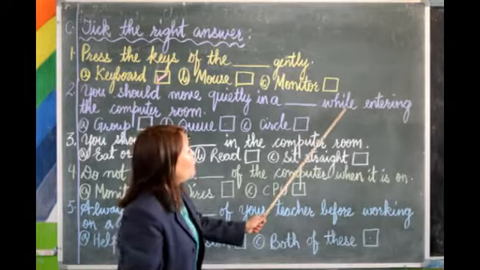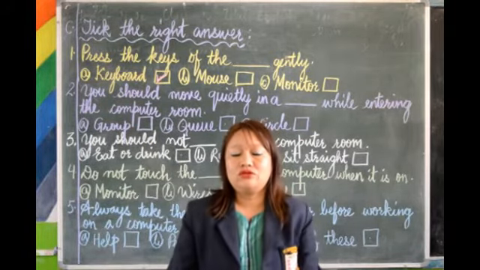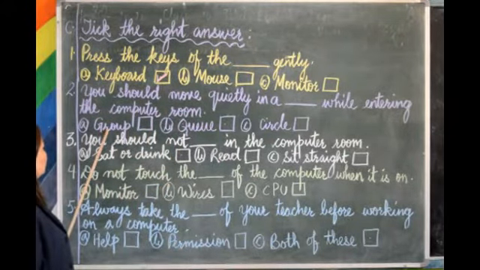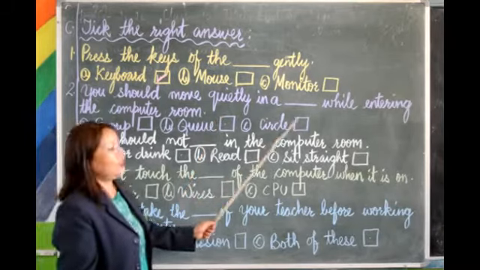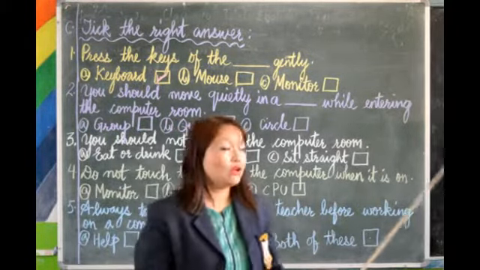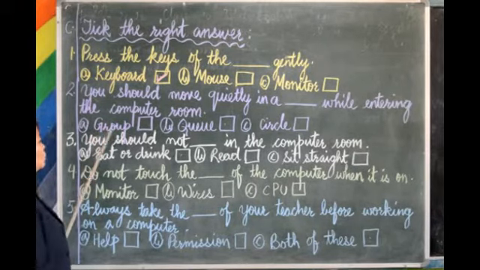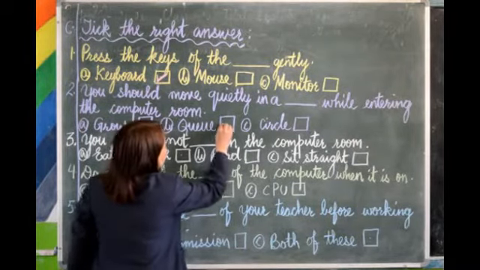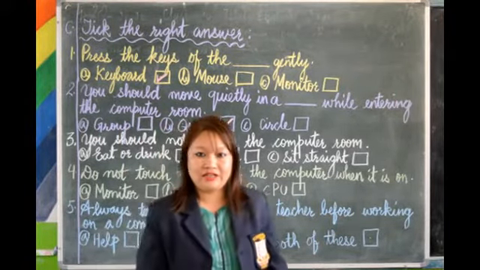Number 2. Walk in a desk while entering the computer room. As I have always told you, you should not make noise in the computer lab. So your options are A, group, B, queue, C, circle. That means when you are moving quietly in the computer lab, we should always walk in line. Yes or no? Queue here means line, and your right answer is queue. You should always walk in line quietly without making noise.